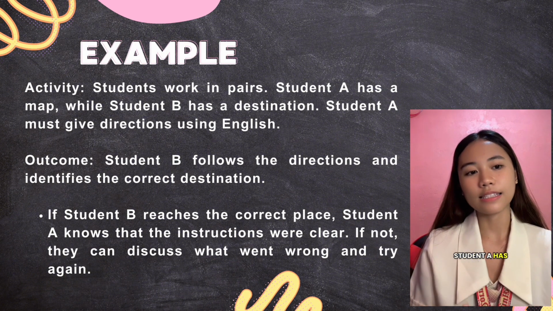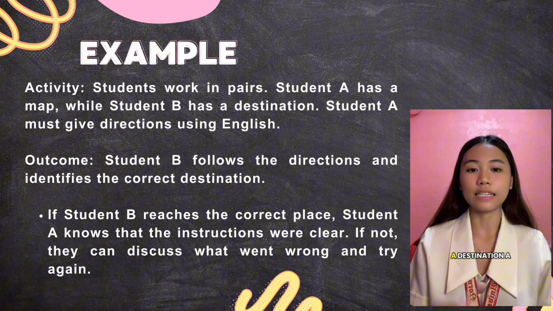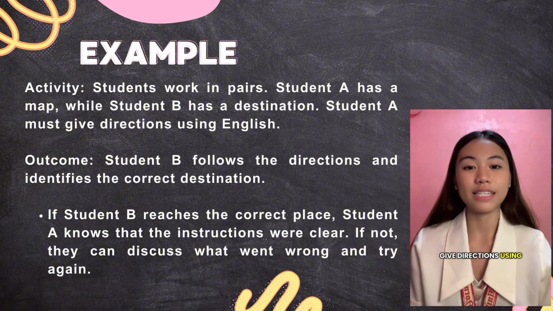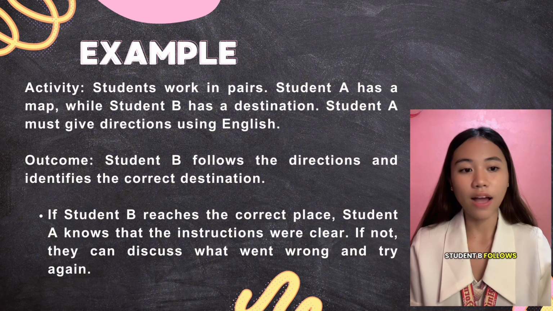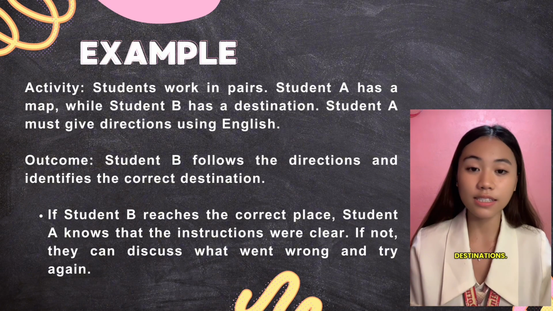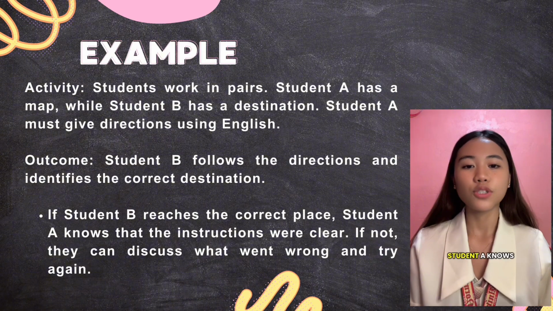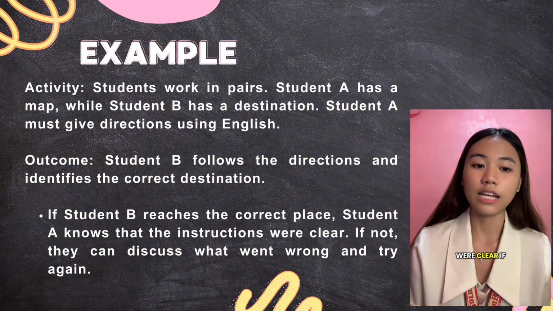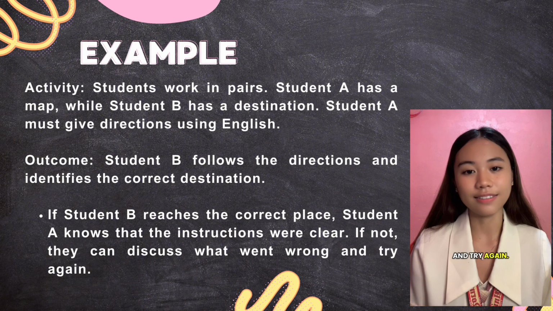For example, in an activity, students work in pairs. Student A has a map while student B has a destination. Student A must give directions using English. So the outcome is that student B follows the directions and identifies the correct destination. If student B reaches the correct place, student A knows that the instructions were clear. If not, they can discuss what went wrong and try again.